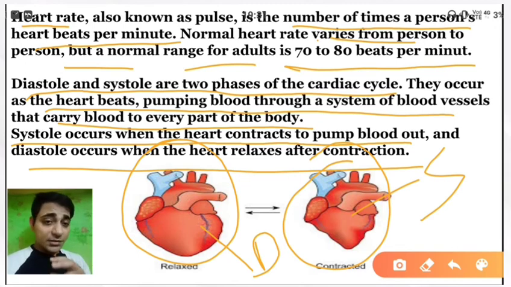Now, if we talk about blood pressure, that is high pressure and low pressure, meaning systolic pressure and diastolic pressure. During systole, what is the pressure of blood on our arteries, and during diastole, what is the pressure of blood on our arteries. So during systole, that is known as high pressure or systolic pressure, and during diastole, that is known as low pressure or diastolic pressure.